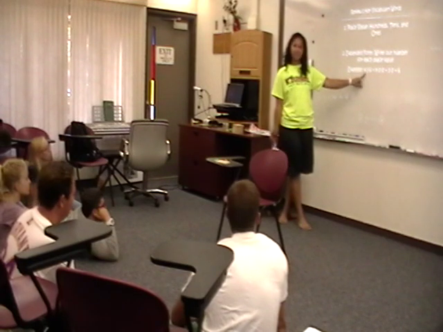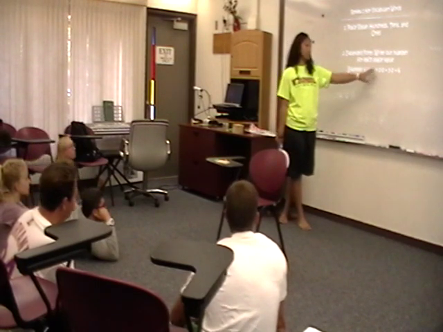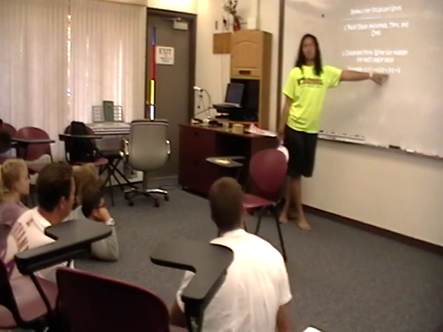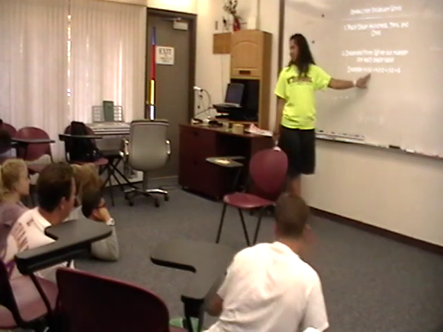So because the 4 is in the hundreds place, it'll be 400. The 3 is in the tens place, it'll be a 30. And the 6 is in the ones place.